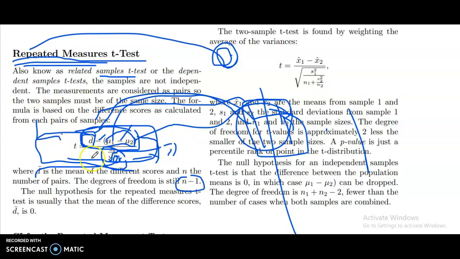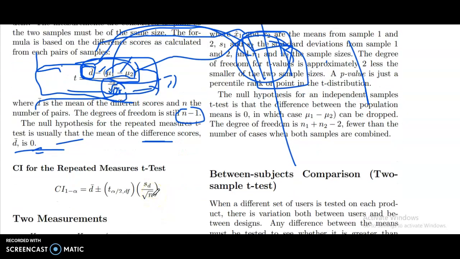The null hypothesis for the repeated measures t-test is usually that the mean of the difference scores d is 0.